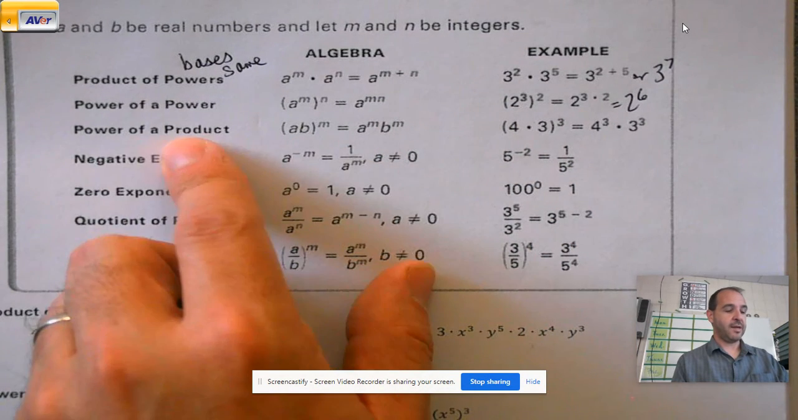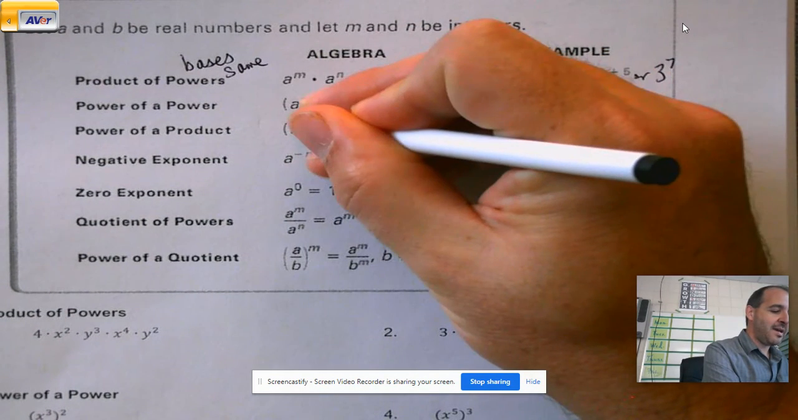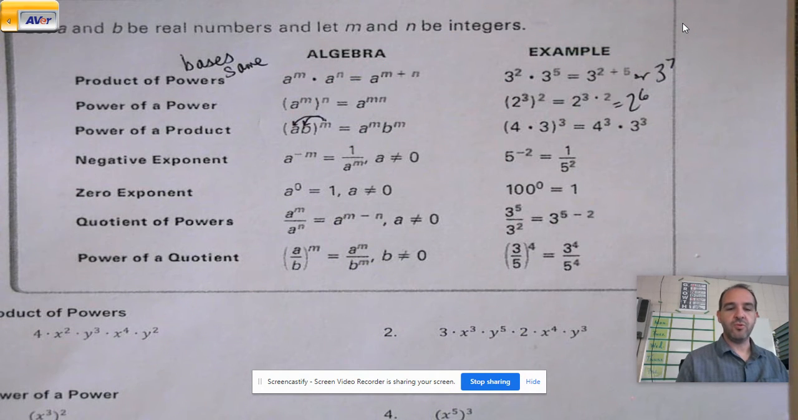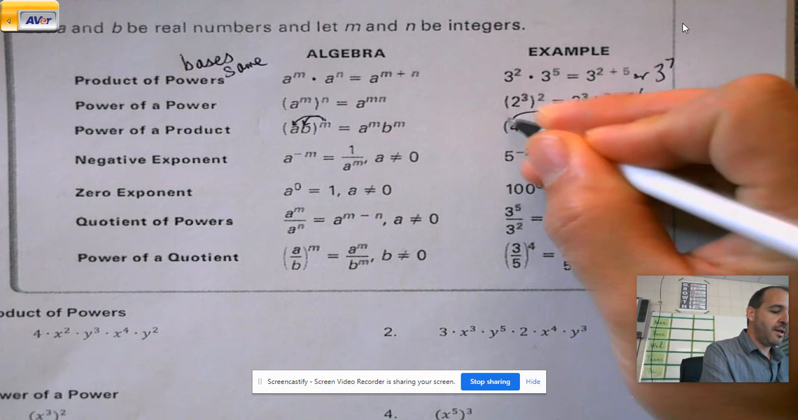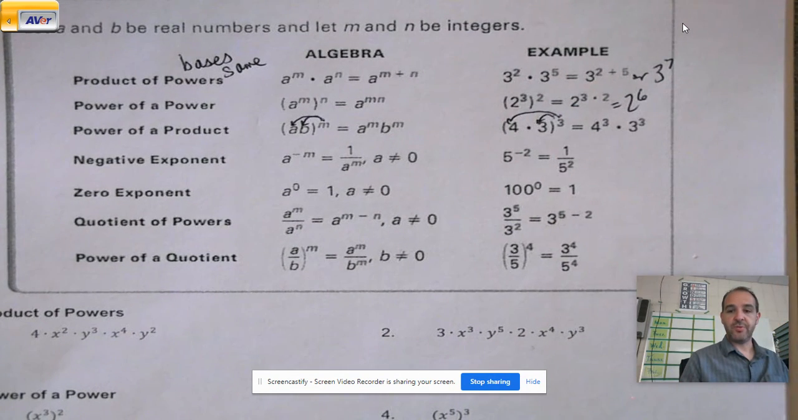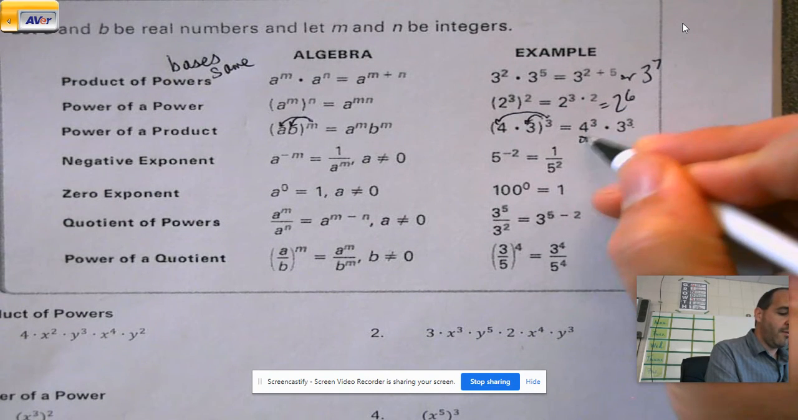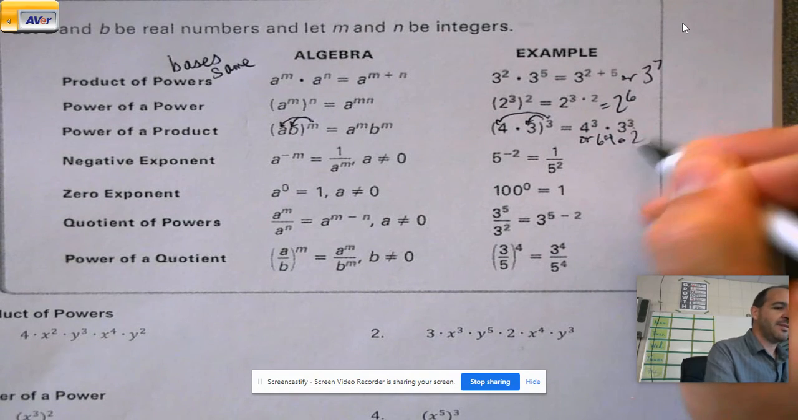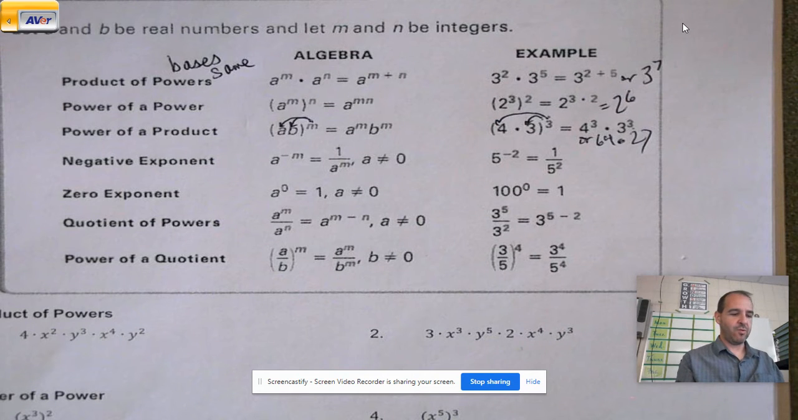Power of a product just means that the exponent is going to sort of distribute through to each part inside the parentheses. So here, for instance, 4 times 3 to the 3rd, you could distribute that through. You could get it like you did here, or you could multiply it out. I'm just going to do this because I want to show you something, just where you have multiple ways to do things. We're going to really show this in an activity we do here tomorrow.